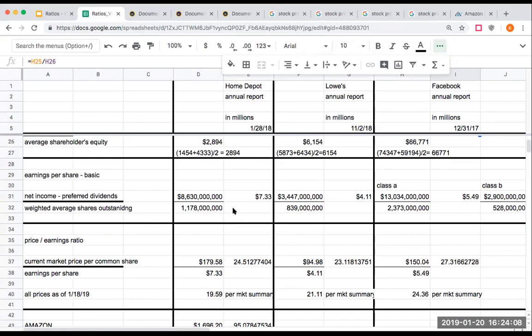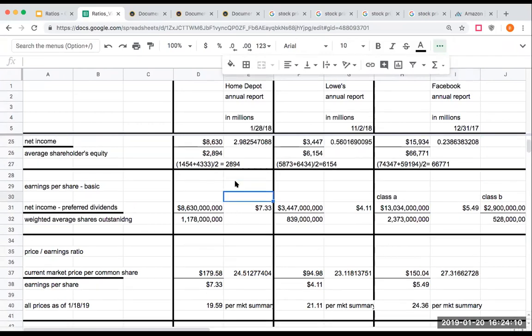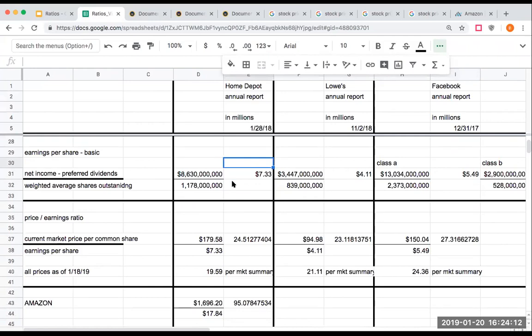This is also a number we want to be as high as possible. Notice though, some companies are going to be negative in this arena. Why are they going to be negative? Because if you have a startup company or a company that's incurring a lot of losses, you may have no earnings per share. It may be zero, it may be a negative number. So the way we're going to compute earnings per share is we're going to take the net income minus the preferred dividends, and we're going to divide that by the weighted average shares outstanding.